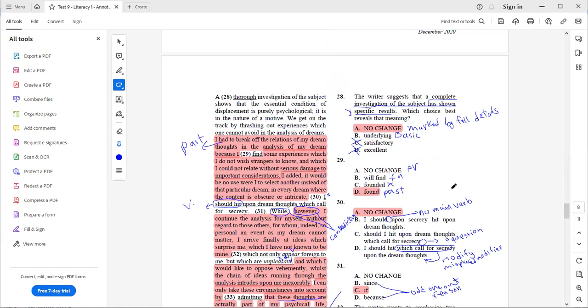Pilot Kareem, 28. The writer suggests that a complete investigation of the subject has shown specific results. Which choice best reveals that meaning? Okay, take care. Does this kind of question also look like the question that was solved earlier? He needs a word that means there is a complete investigation of the subject that has shown a specific result. So we need a word that means complete investigation. Let's read now. A thorough investigation. Or you can find the word. Which word means that it's a kind of detailed investigation?